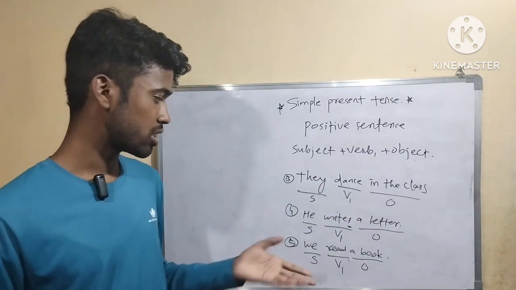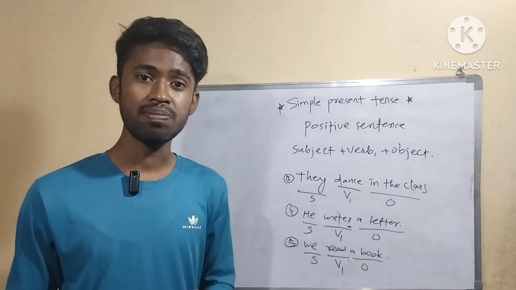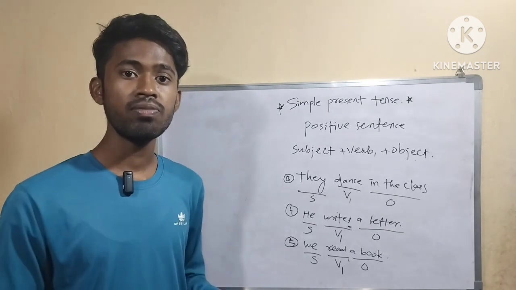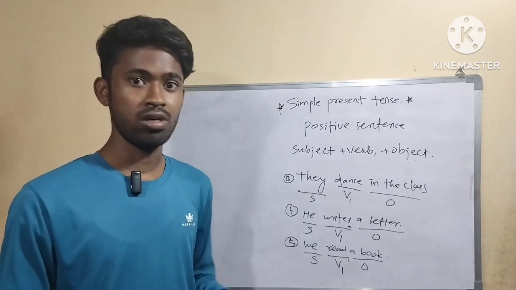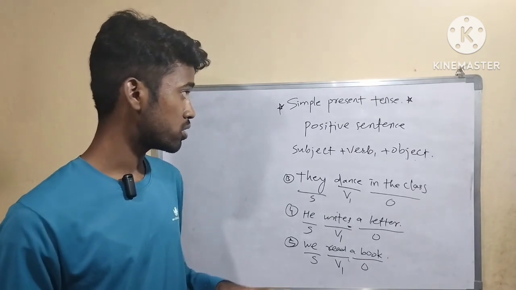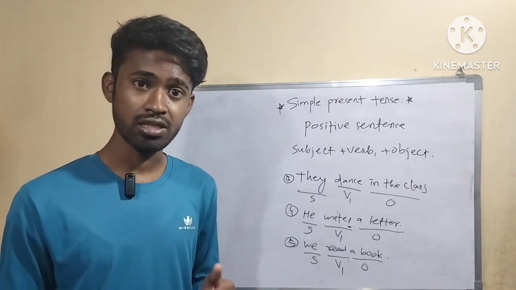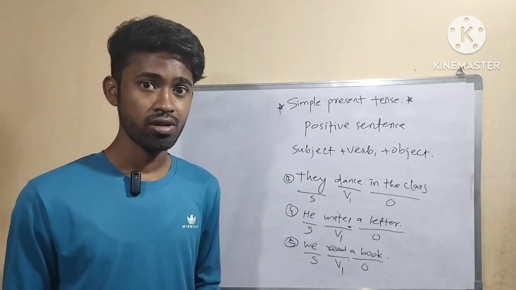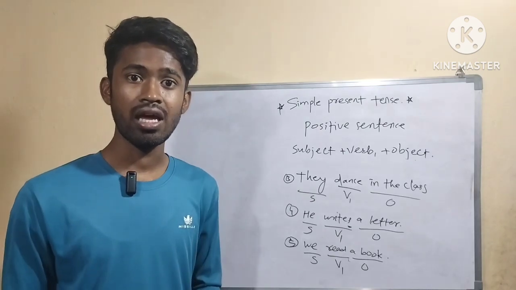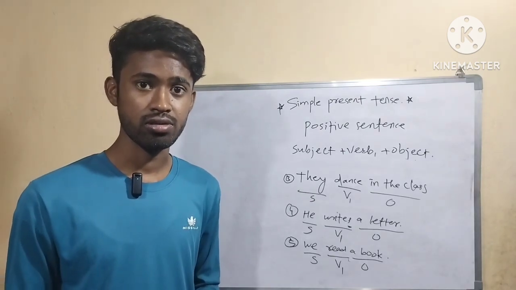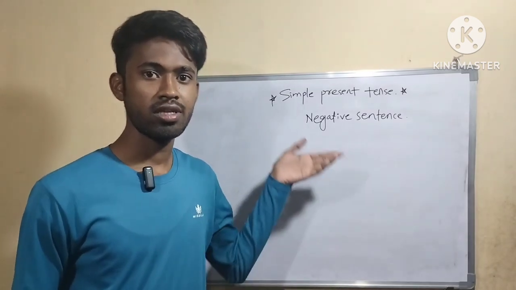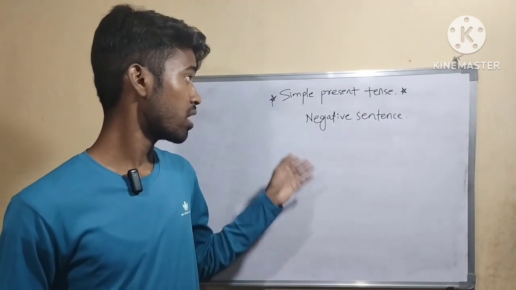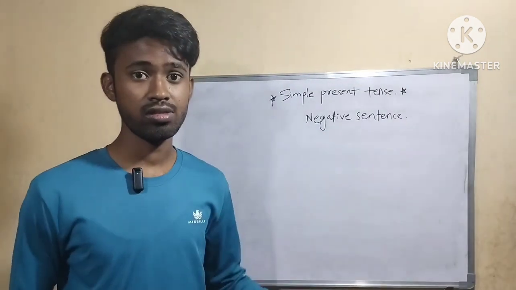So what you need to understand here is, whenever the subject is third person singular, after the verb you have to add s or es. If you understood this much, you understood the positive sentence in simple present tense perfectly. If you have any doubt, you can add it in the comment section. So till now we have discussed positive sentence in simple present tense. Now let's discuss the negative sentence.